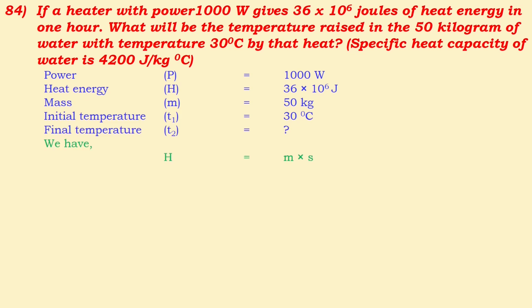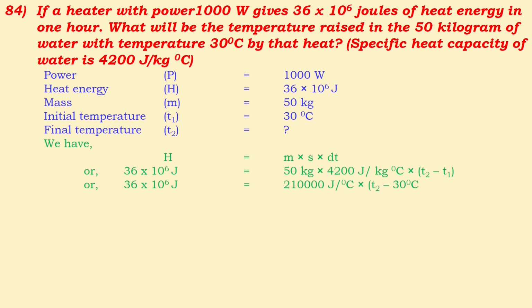We have the same equation. We can write H equal to M into S into dt, and this is equal to 36 into 10 power 6 joule, and M is given 50, S is given 4200. Whether it is given or not, we know this, and T2 minus T1. And here T1 is also given. In the next step I am going to write T1 also. Look at this, T1 is 30 degrees Celsius. Now we are going through the solution.